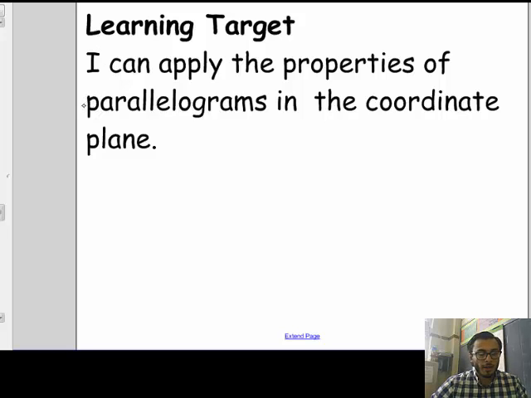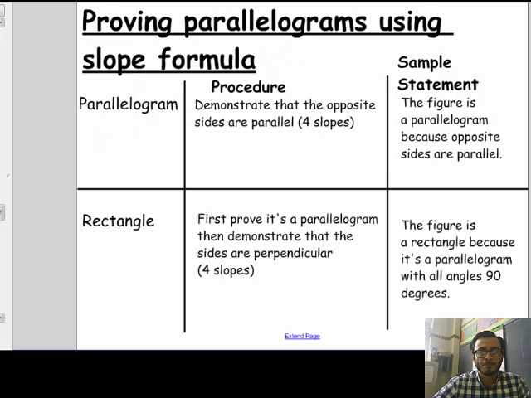Hey, it's Mr. Estrada here, and our learning target says I can apply the properties of parallelograms in the coordinate plane. So in today's video, we're going to be doing some proofs in the coordinate plane, and it's going to deal with parallelograms. Before I go to the first example, I just want you to know that I'm only going to use the slope formula in this video for the proof that I'm going to work out.